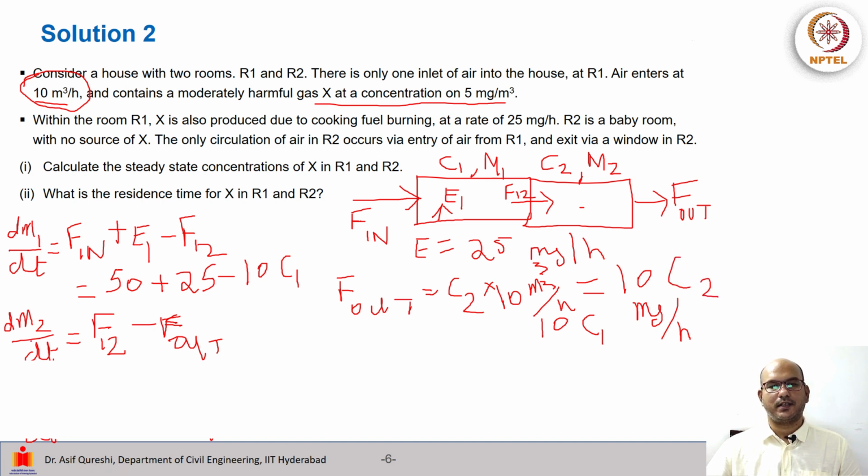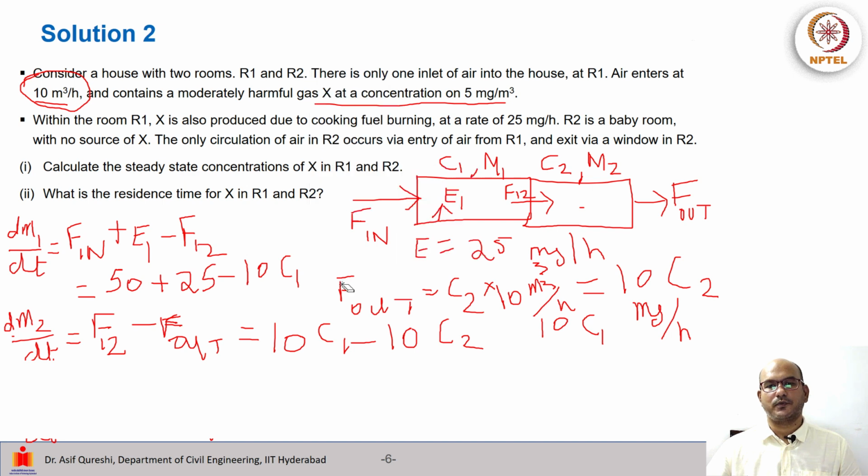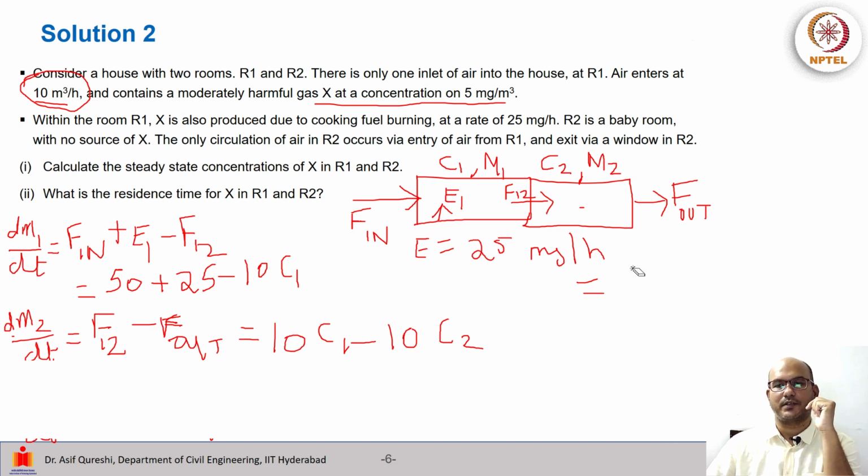So dm2 by dt will be 10 C1 minus 10 C2. So we have actually quickly arrived at the mass balance equations for C1 and C2, or M1 and M2 actually, for the two rooms.